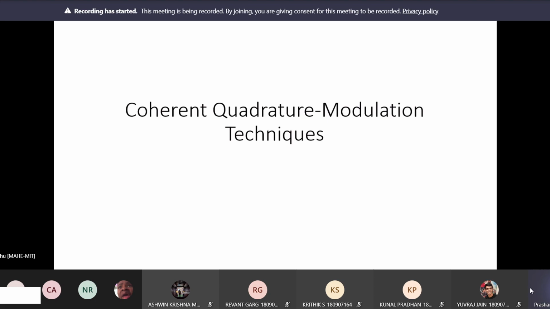The two coherent quadrature modulation schemes. What do you mean by coherent modulation technique? You have studied BPSK, you have studied FSK, you must have studied ASK. These are all the modulation techniques you studied as coherent modulation techniques. And even in analog communication, most of the modulation techniques are coherent modulation techniques. What do you mean by coherent modulation?